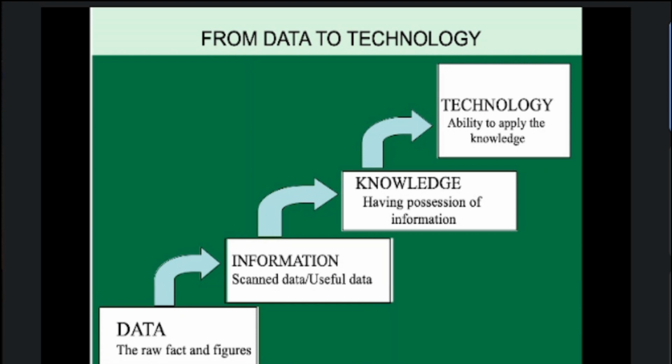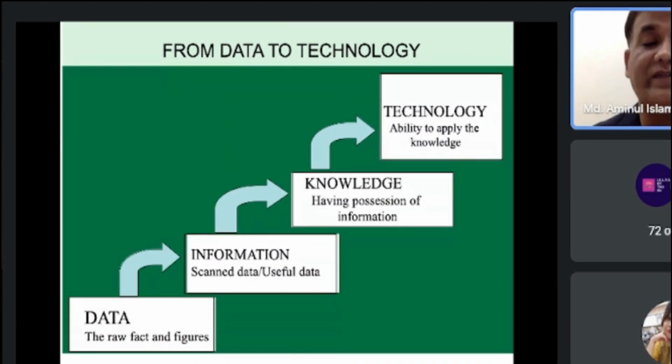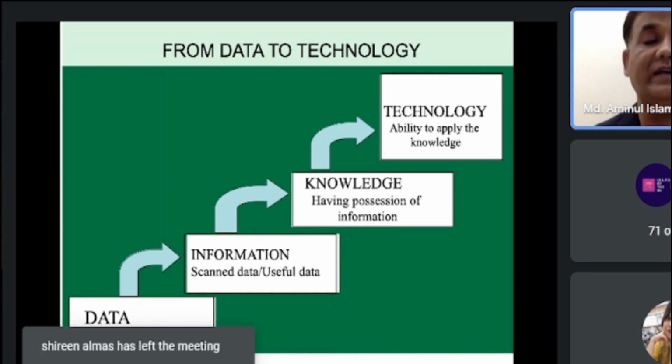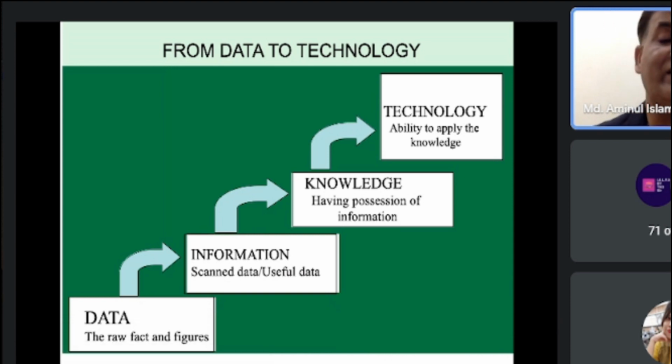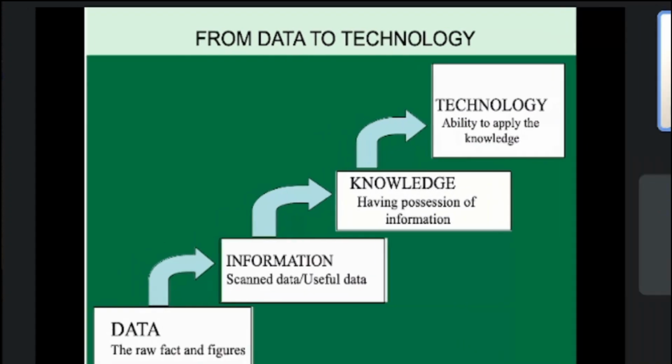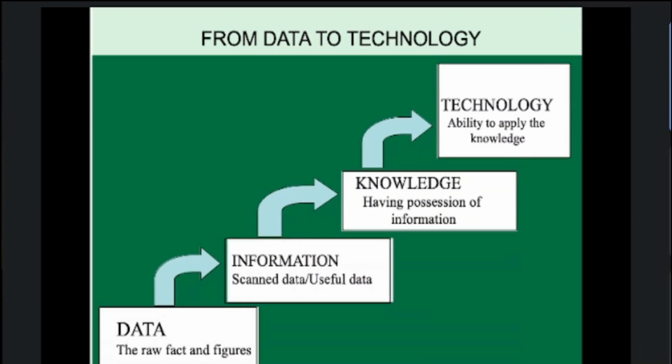So data is basically raw facts and figures. It may be relevant to you, may not be relevant to you, may be useful to you, may not be useful to you. When you scan and screen the data and make it useful, it becomes information. Something relevant, something useful, something beneficial, that becomes information. Raw data could just be there, unused and not thought to be relevant. When you scan it and make it relevant and useful for you, it becomes information. And when someone has that information in possession, it becomes knowledge.